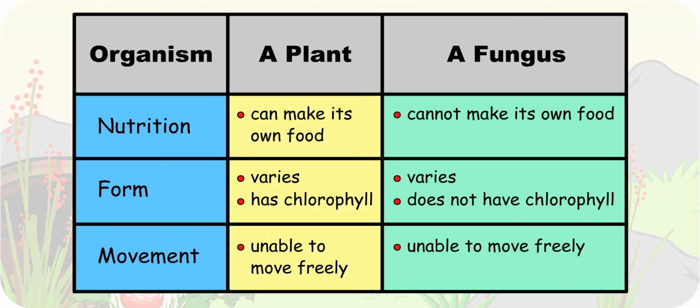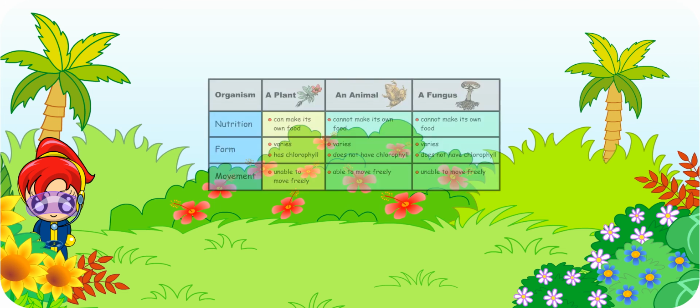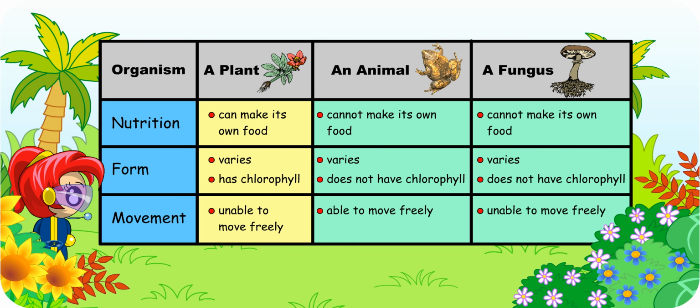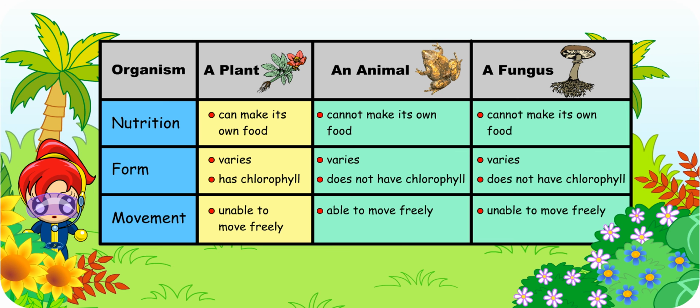Now that you know how to differentiate between a plant and a fungus, see if you are able to identify the organisms in the following activity. Well, today we have observed the differences between a plant and an animal, as well as those between a plant and a fungus. Now I can test my classmates on what we have learned today.